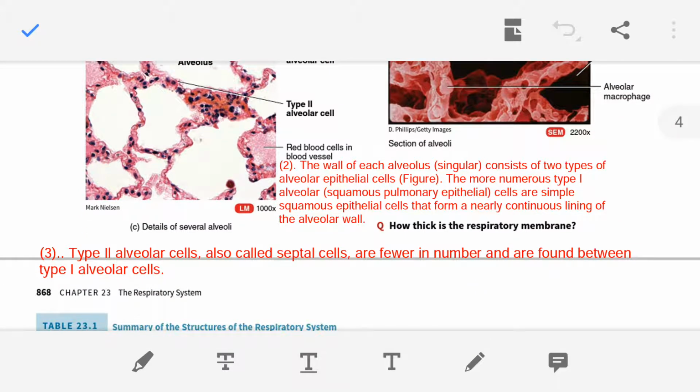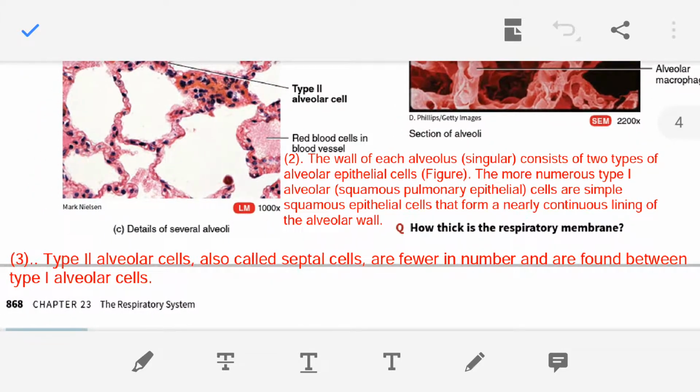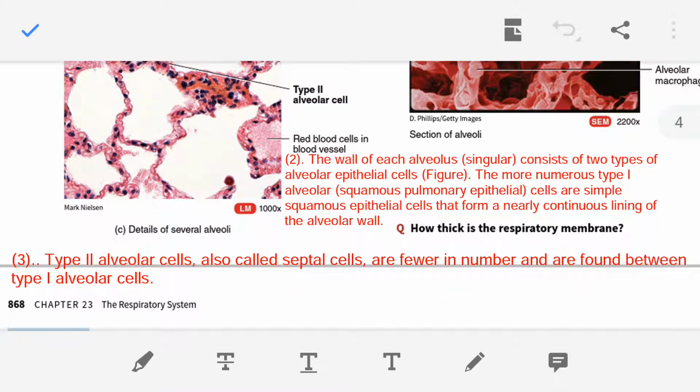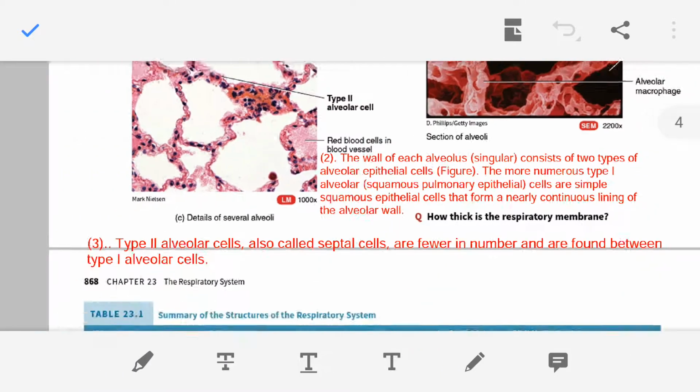Now, besides the type 1 alveolar cell, the type 2 alveolar cell is present in the alveolar wall, and this type 2 alveolar cell is also known as the septal cell. However, the septal cells are fewer in number in comparison with the type 1 cells, and they are found between the type 1 alveolar cells. So in between the type 1 alveolar cells, a few type 2 alveolar cells are also present, and they are known as septal cells.